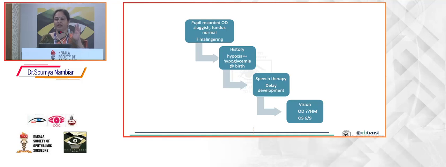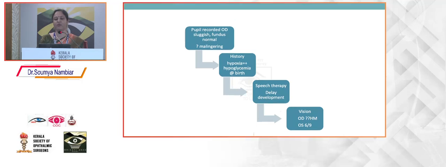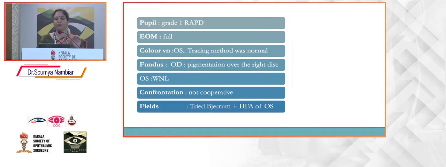If you rely on the history, hand movements, still hand movements, left 6/9. So pupil, there was a grade 1 RAPD, not very much, and extraocular movements full. And color vision, I tried with the tracing method because you cannot rely on his history, a tracing method for the Ishihara chart. And it was supposedly normal in the left eye, right eye because of hand movements, I couldn't check. Fundus was normal, literally normal, except for a slight amount of pigmentation on the right disc.